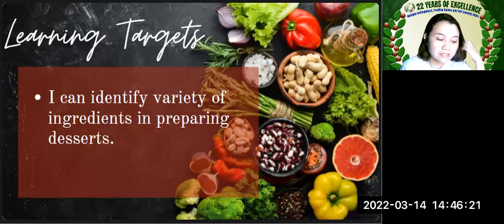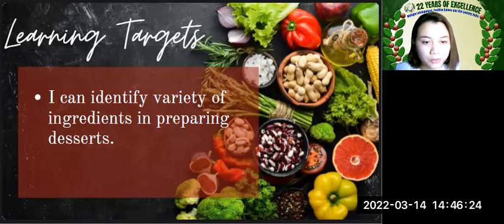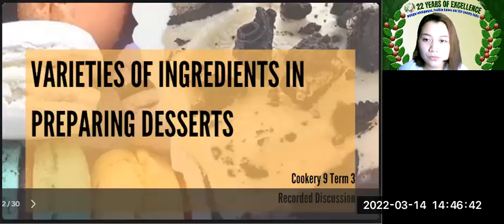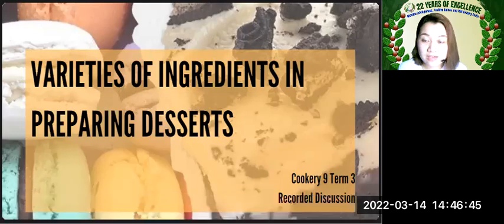For today's lesson, asynchronous time natin, we are going to have a recorded discussion about the two topics that we have: varieties of ingredients in use to prepare a dessert, and also dessert sauces. There are a wide variety of ingredients that may be used in the preparation and cooking of cold and hot desserts. Some of the most common ingredients we are already familiar with.